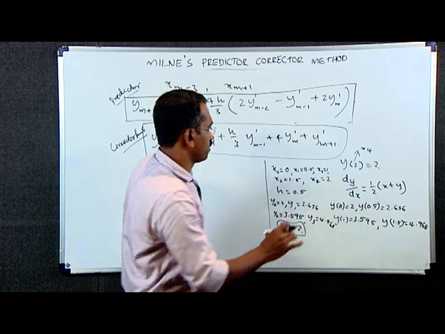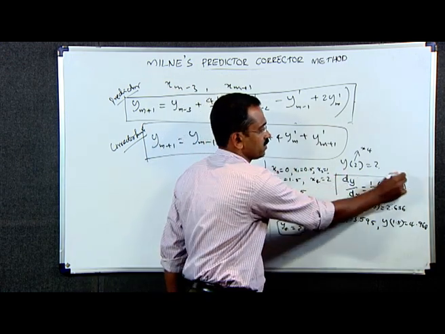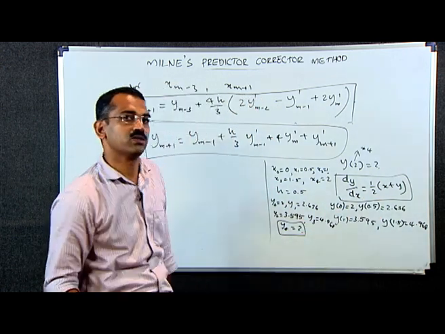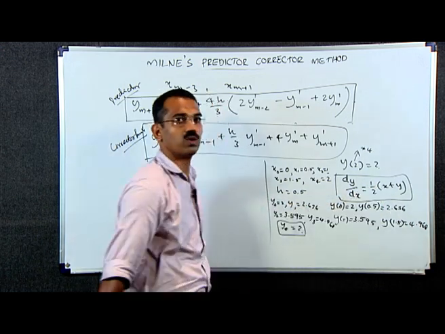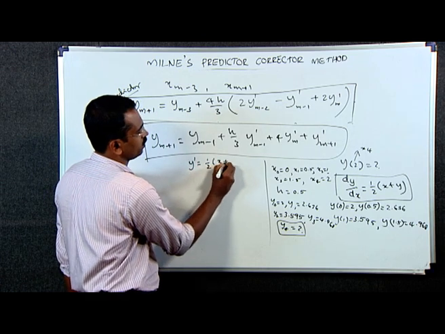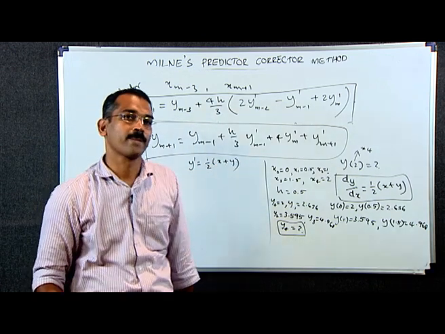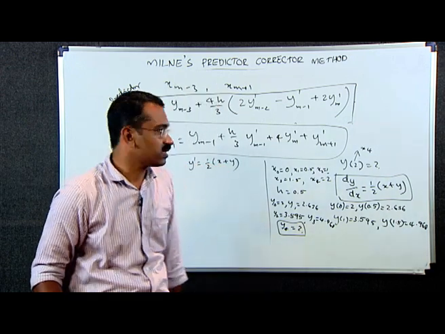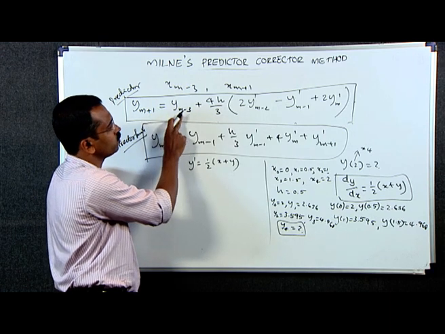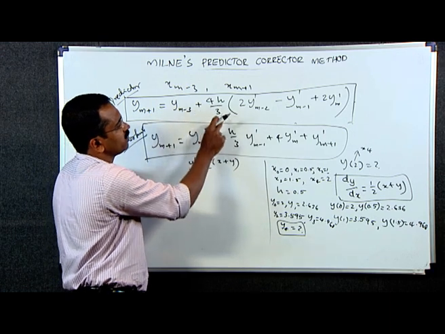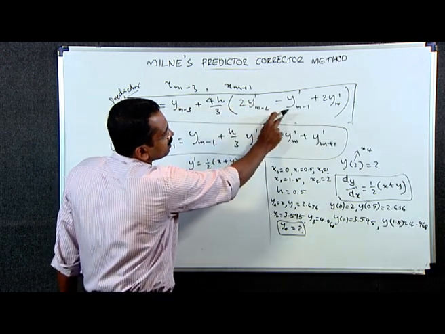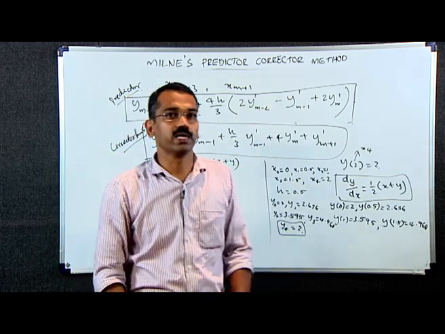The given differential equation is dy by dx is equal to (x plus y) divided by 2, that is y dash is equal to 1 by 2 into (x plus y). By Milne's predictor formula, y m plus 1 is equal to y m minus 3 plus 4h divided by 3 into (2y m minus 2 dash minus y m minus 1 dash plus 2y m dash).